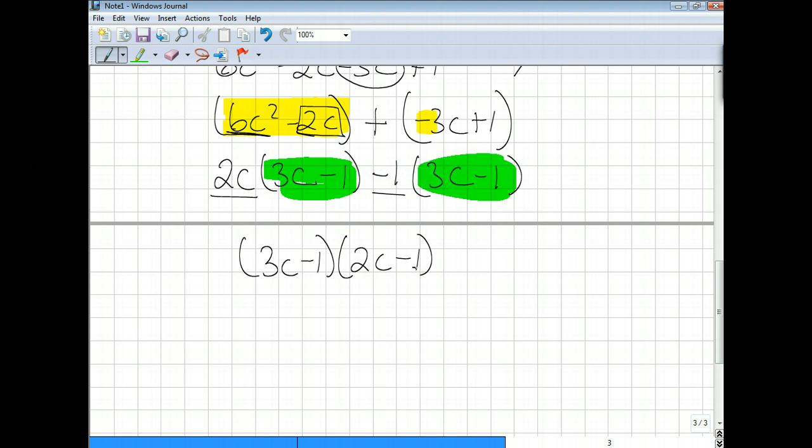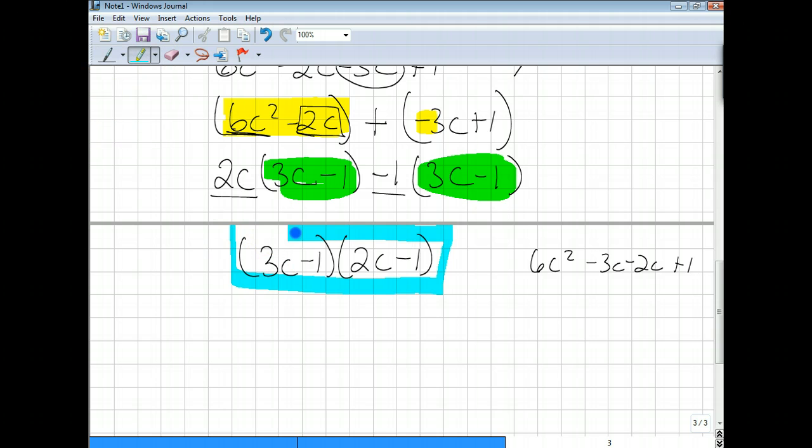Okay, and again, you can quickly mentally check that by doing FOIL. We get 6c squared minus 3c minus 2c plus 1. And that does add up. So we did factor this correctly. This is our final answer. Okay, number 3.